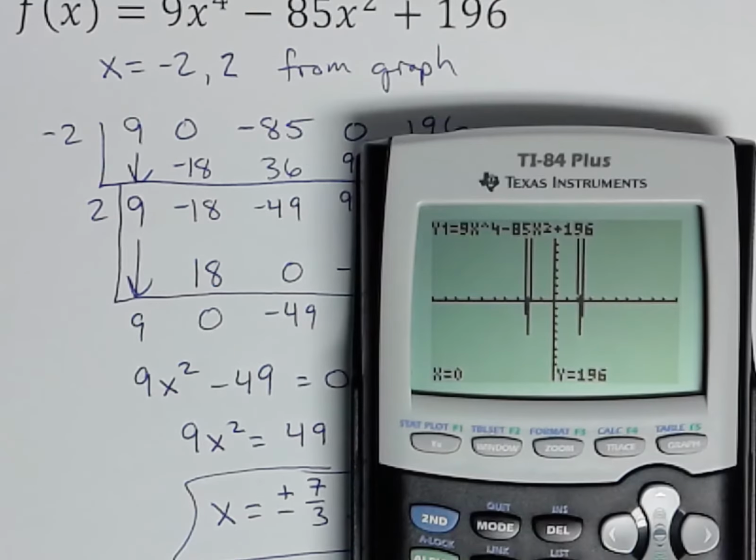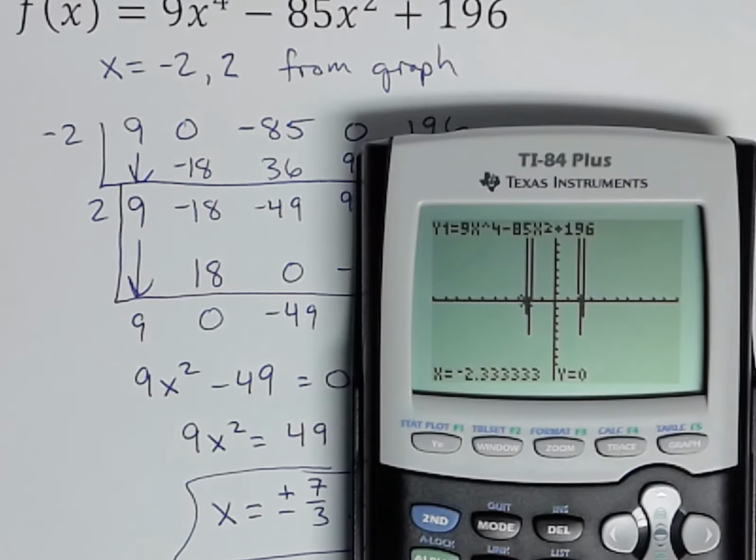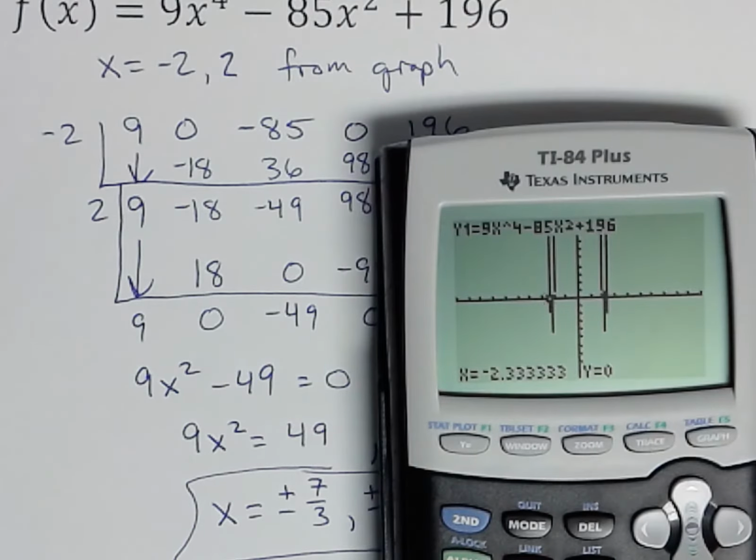Remember, I've got that graph on there, so if I go to trace and I type in 7/3, it gives me a 0. -7/3 gives me a 0. Of course, plus or minus 2 we already saw from the table. So there you go. That's the process. It's a big one, but it's very similar each time. Turn to your calculator, look for nice zeros, divide them out with synthetic division, get that polynomial down to a quadratic, and then solve the quadratic. We've got a lot of different tools to do that.